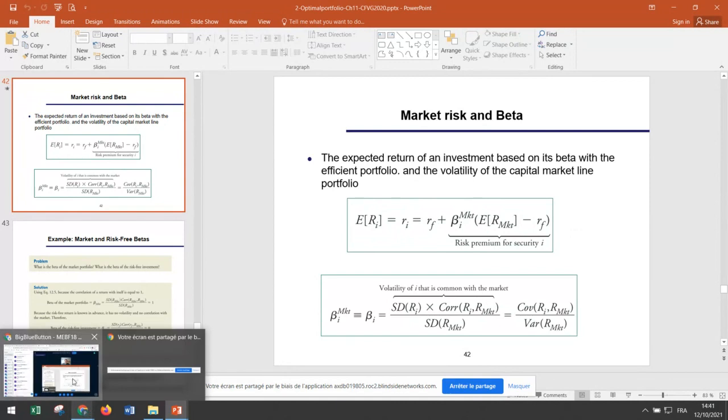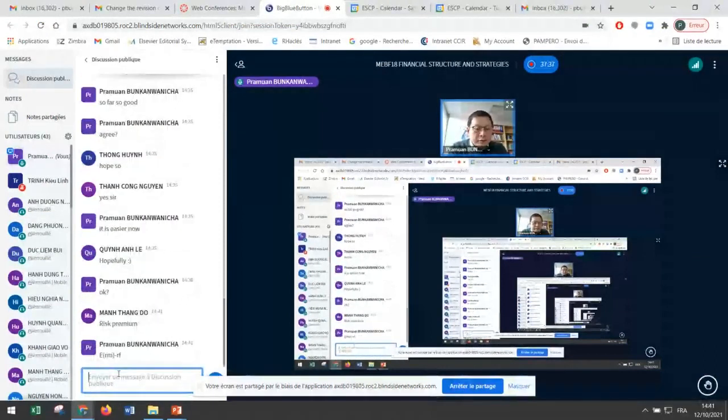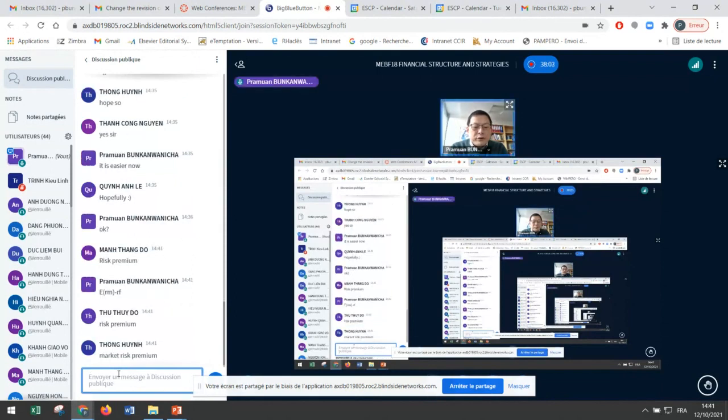How do we call it? ERM minus RF, how do we call that one? No, it's not the risk premium. More precisely, what is that? We call it a risk premium of what? It's a market risk premium. Thank you, Tong Nguyen. Okay, it's a market risk premium.